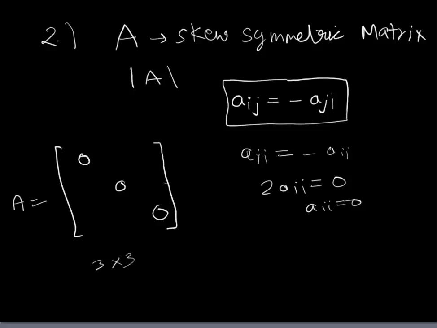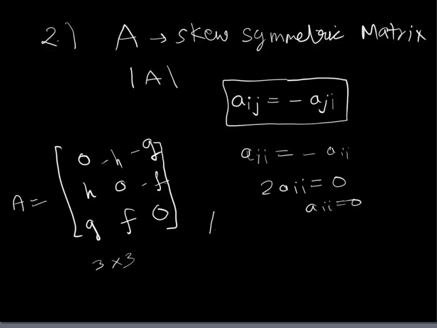Now if you think about it, since we have to satisfy this condition, we can take this element as f and we can take this element as minus f, because this is the element of third row and second column, and this is the element of second row and third column. So this satisfies this condition. Similarly, we can take this as g, and this is minus g, this is h, this is minus h. So this is the matrix A.